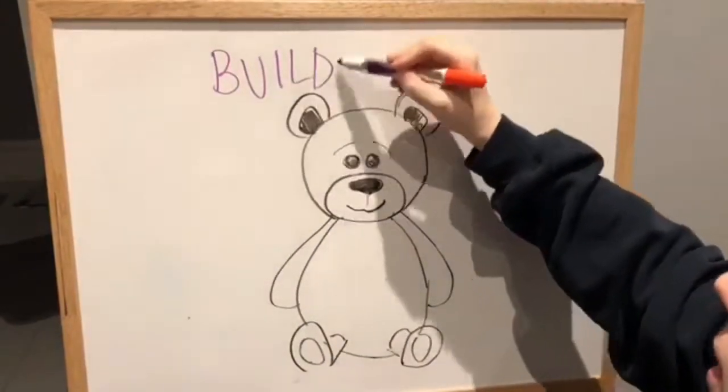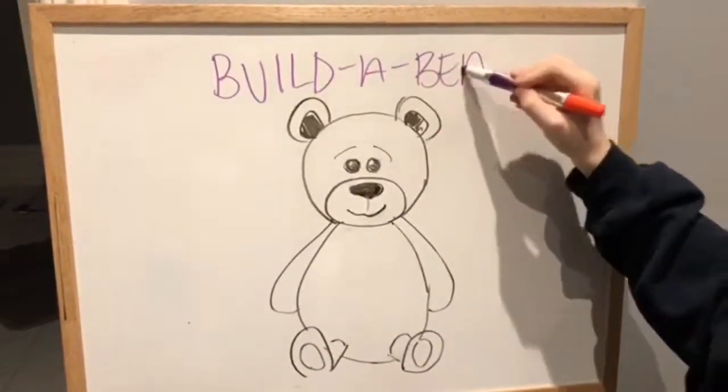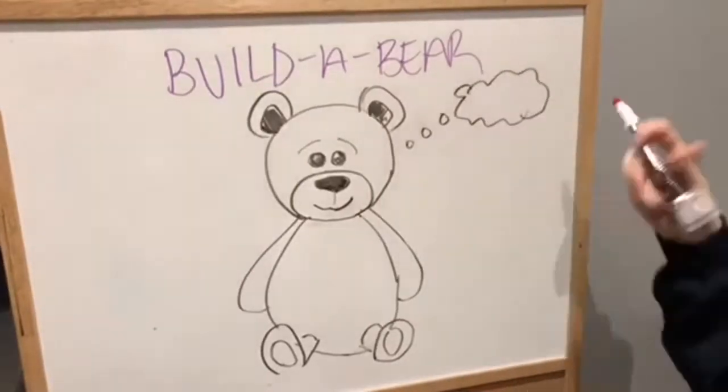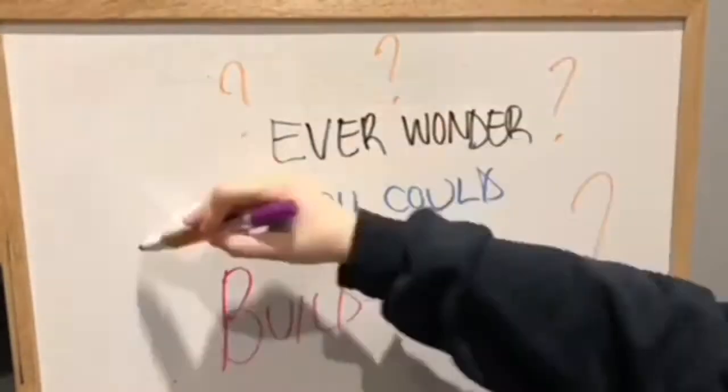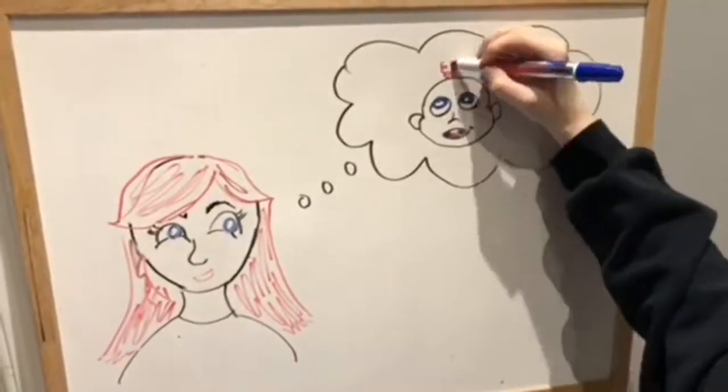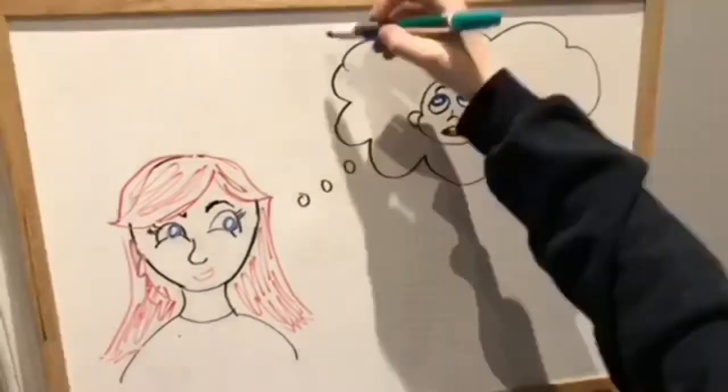Don't you agree that the best part of your childhood was building a bear? Now imagine if you could build a baby. Ever wonder if you could build a baby? Maybe you'd want your child to look exactly like you. Maybe you'd want it to look nothing like you at all.